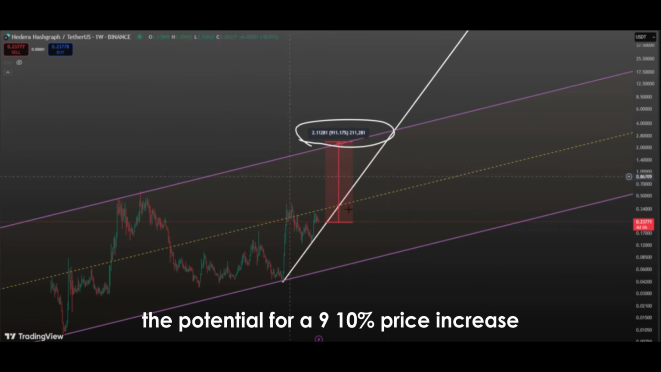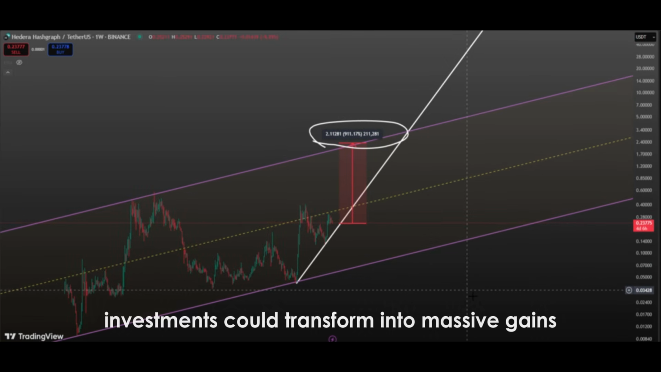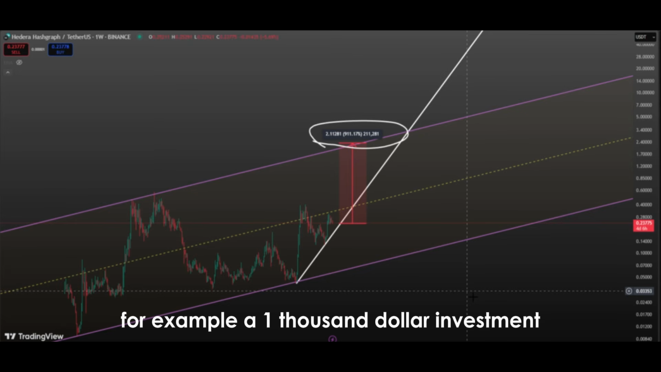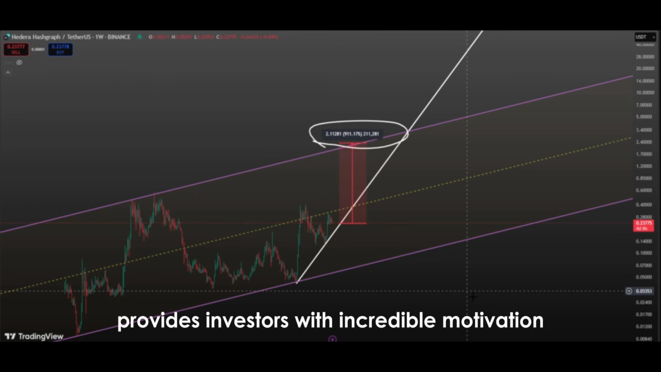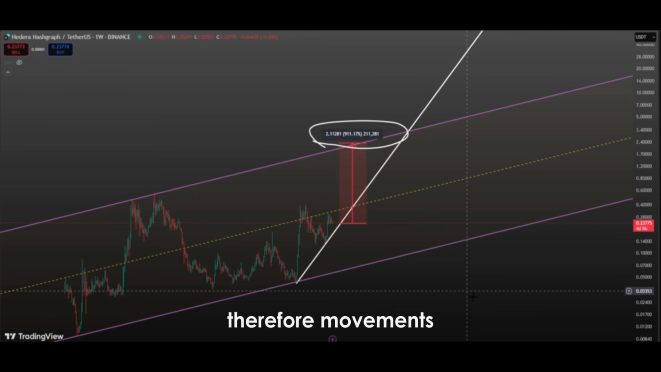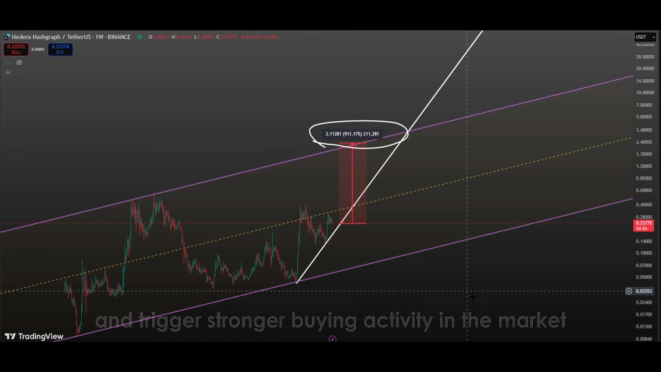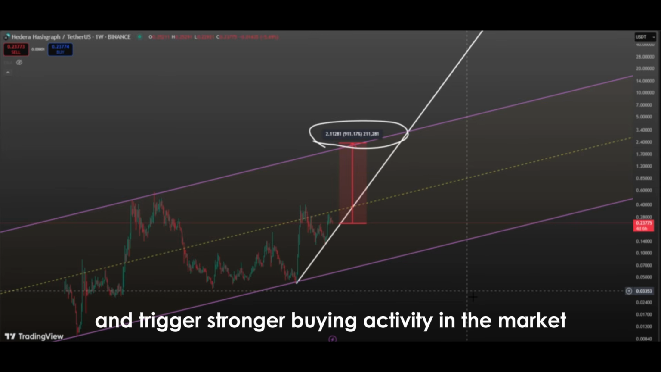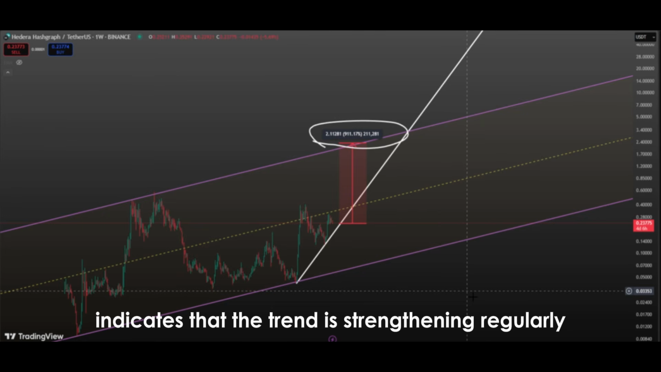The potential for a 9–10% price increase roughly equates to nearly a tenfold rise. This means that even small investments could transform into massive gains. For example, a $1,000 investment potentially growing to $10,000 provides investors with incredible motivation. Therefore, movements toward the upper band of the channel are usually met with excitement and trigger stronger buying activity in the market. By its nature, an ascending channel advancing toward the upper band indicates that the trend is strengthening.